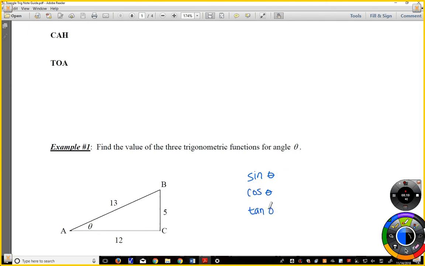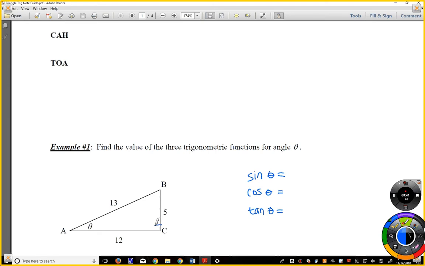Did they say to find the actual value of the angle? No. They said, find the value of the trig functions. The trig functions are equal to the fraction that you set up on the other side. If you struggle with setting up the fraction, you should first go through and label your triangle. It should have a right angle in it, first of all.